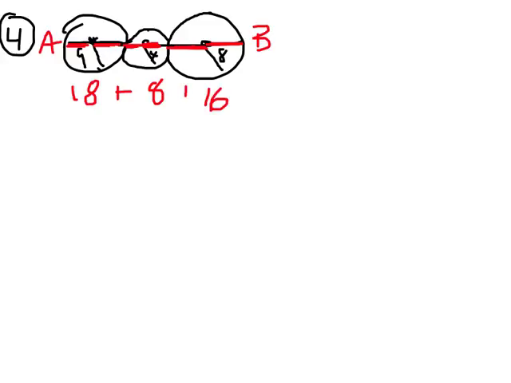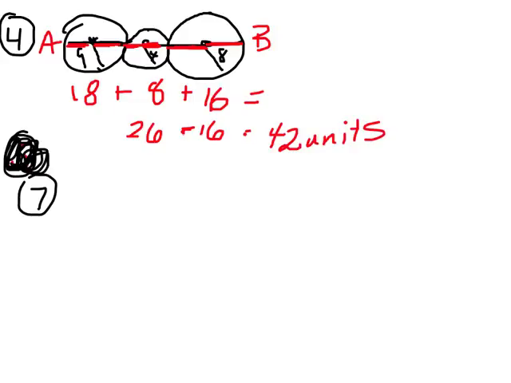And if you add them all together, you're going to get the distance, right? So let's see. 18 and 8 makes 26. And then you got 16 more, so that's going to be, you can use your calculator if you want to, 42, right? So 42, we'll put units here. Move on to number 7.